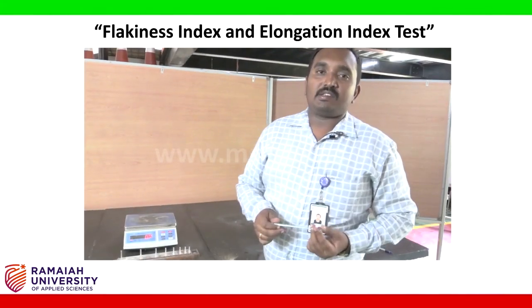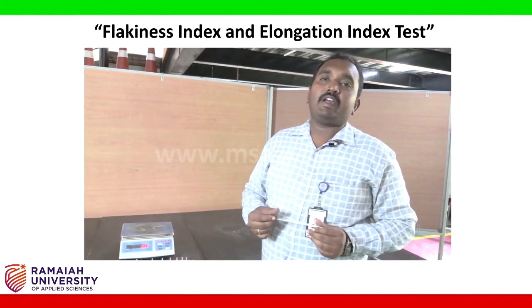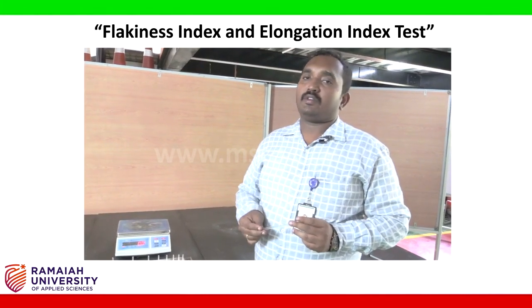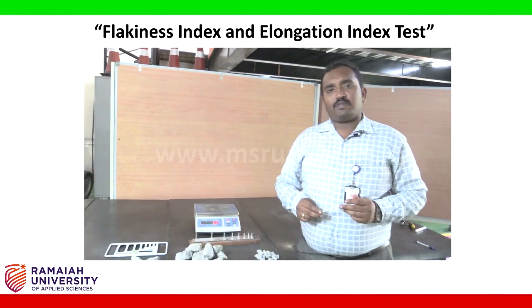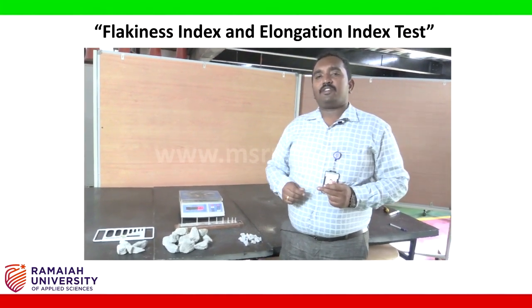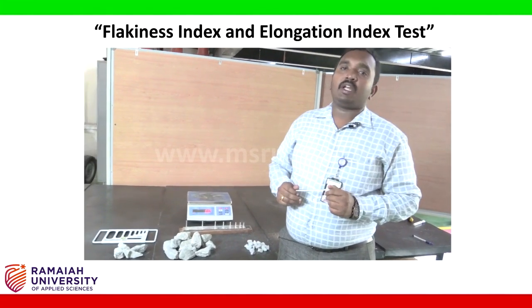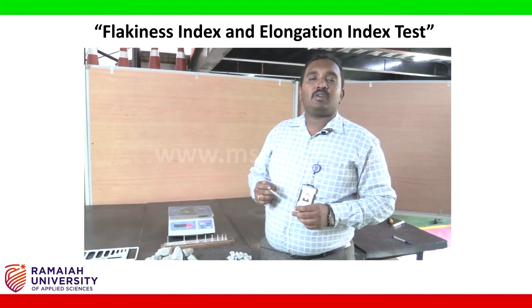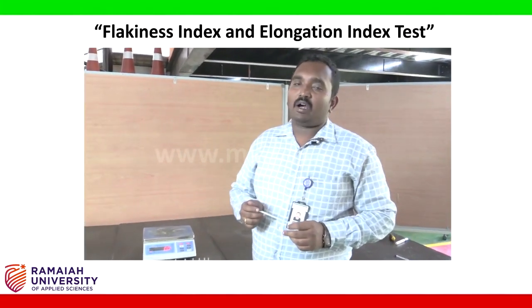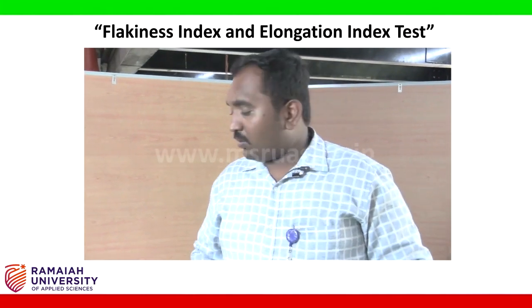Hi students, as a part of Concrete and Highway Laboratory, now we are doing an experiment on flakiness as well as elongation index of the aggregate. So you know the different shapes of the aggregates. You are going to classify the shapes of aggregates into four forms. One we call a rounded aggregate. Second one we call a cubical or angular aggregate. The third one we call a flaky aggregate, and the fourth one we call an elongated aggregate.